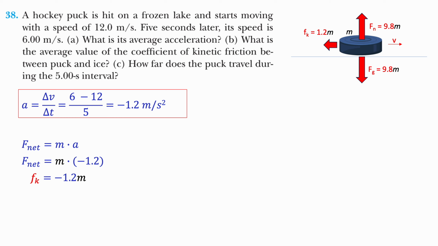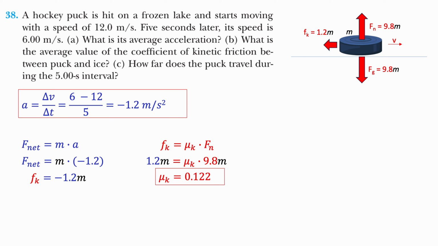The question, though, we're trying to solve in B is what's the coefficient of kinetic friction? Well, if you remember, the force of kinetic friction is equal to mu sub k, the coefficient of kinetic friction, times the normal force. Plugging in our numbers, we know the force of kinetic friction is 1.2. I dropped the negative sign. I'm only interested in the magnitude. Equals the coefficient of friction, mu sub k, times the normal force, which we know is 9.8 m. Solving it, you'll find the coefficient of friction is 0.122. No units, coefficient of friction is a unitless quantity.